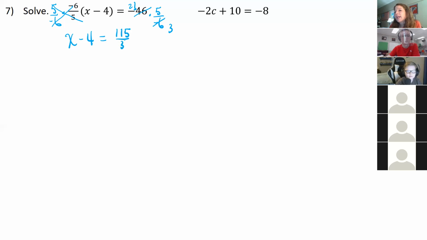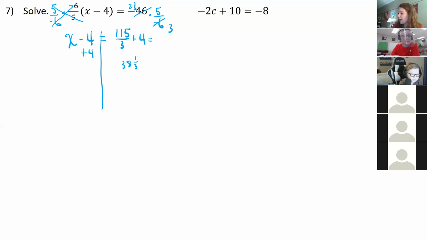Simplify. What, Ava? You simplify 115 divided by 3. Well, we could, but we don't have to. 115 divided by 3 is a non-terminating decimal. So it's about 38 1/3. But then how do we get x by itself? Subtract 4. Add 4. Add 4. We'd add 4. To get rid of -4, we're going to add 4 to both sides.